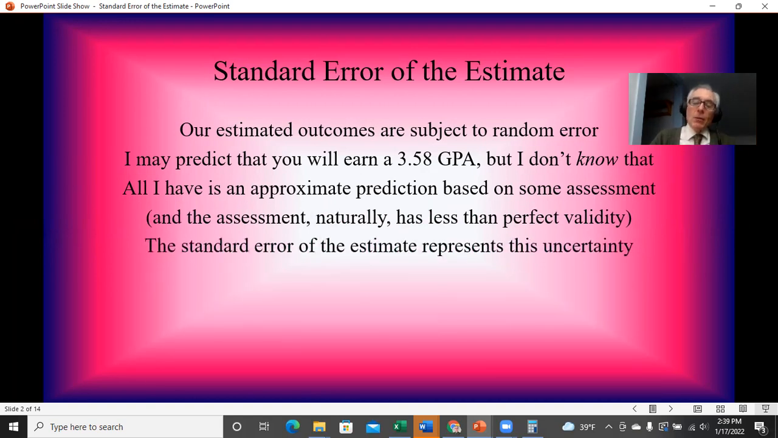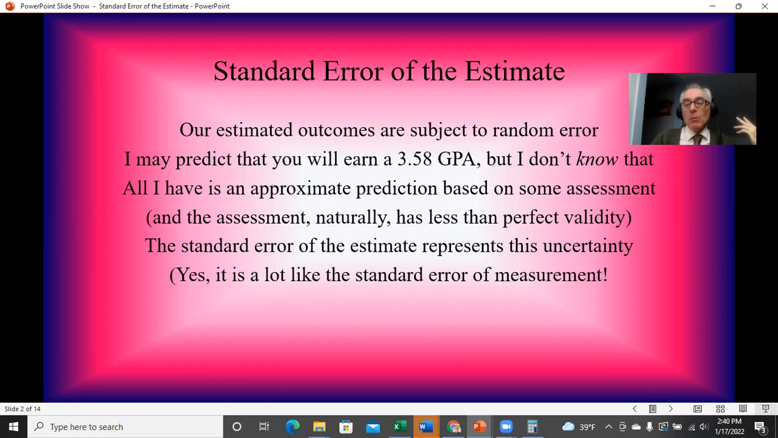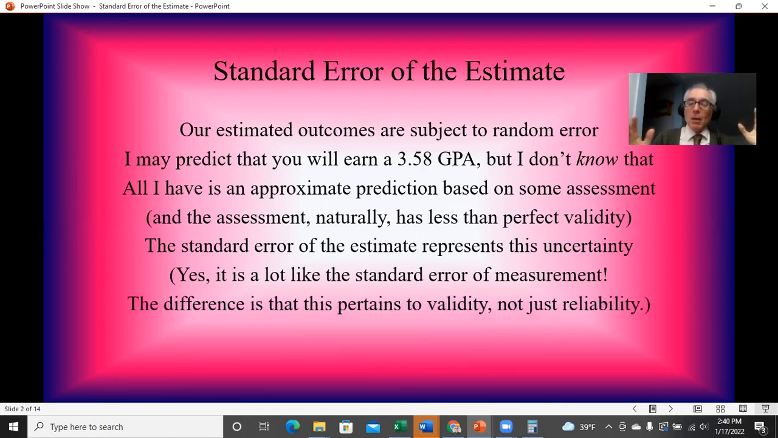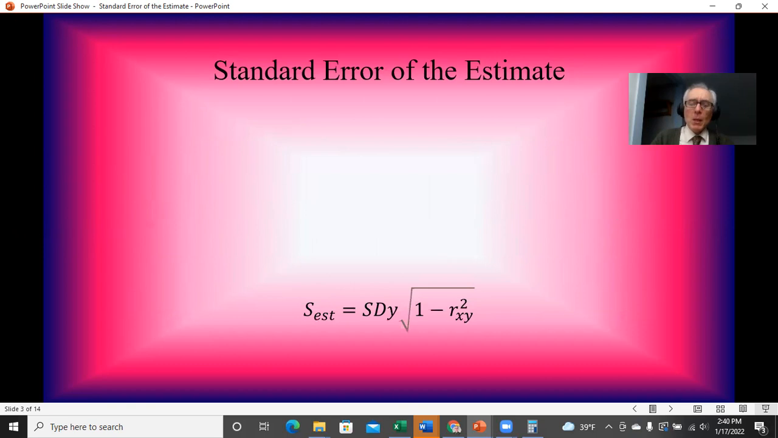And so the standard error of the estimate is the statistic that tries to capture or represent the degree of uncertainty that's built into my prediction. And if you would think back to when you were studying reliability, this is an awful lot like the standard error of measurement, only instead of talking about the reliability of a test and whether a test score is close or not so close to what the score should be, here we're speaking of the validity of the test and actually forecasting some other variable.